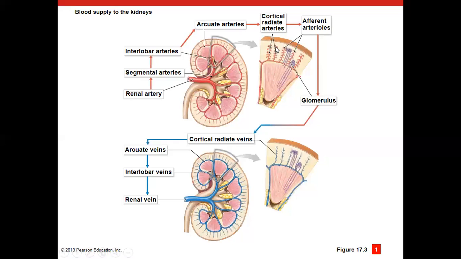I consider them kind of radiating like sun rays up into the cortex. So this is the cortical radiate artery. And then off of the cortical radiate artery branches the afferent arteriole. The afferent arteriole is what carries blood into the renal corpuscle, into the glomerulus of the renal corpuscle. And then from the glomerulus, there's an efferent, with an E, arteriole that carries blood out of the glomerulus and eventually to the venous side of circulation in the kidney, where there are similar cortical radiate veins, arcuate veins, interlobar veins, and then eventually the renal vein. So those vessels you should be able to identify on a figure.